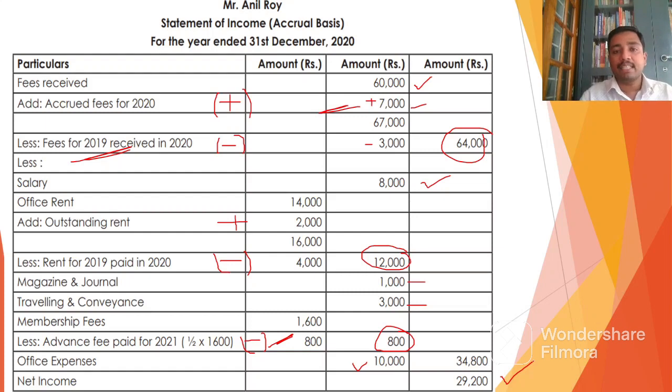So this example is given just to identify what changes happen if we are following accrual basis and also if we are following cash basis. There are many other examples given in your textbook, so you should refer to those examples and identify what is the difference between accrual basis and cash basis.